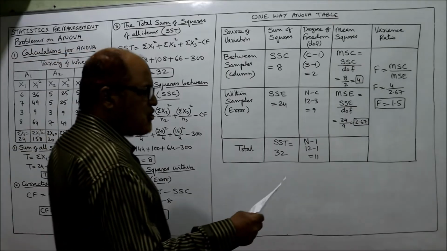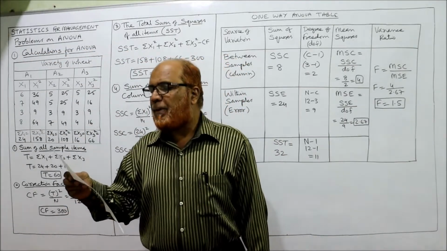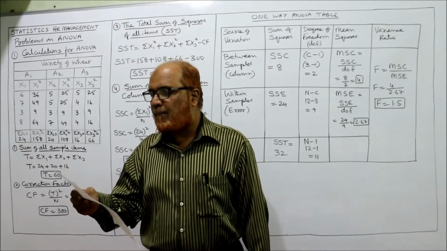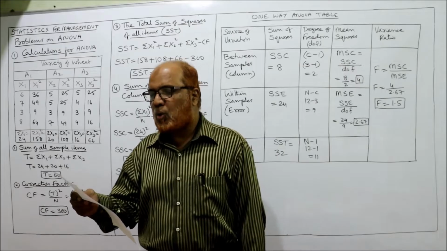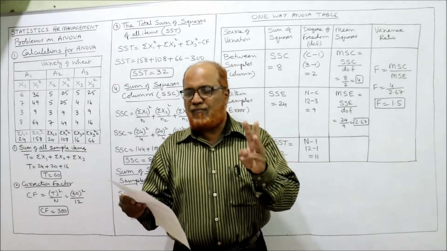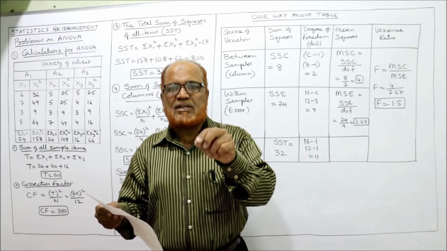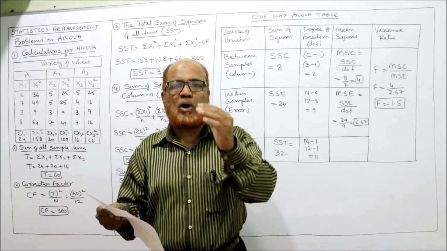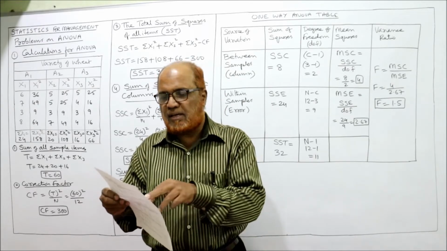This is the first problem on analysis of variance. See the problem carefully. Set up the ANOVA table for the following per hectare yield for three varieties of wheat grown on 4 plots. So there are three varieties of wheat, that is A1, A2, A3. Every variety of wheat is grown on 4 plots, plot 1, 2, 3, 4. And the per hectare yield in 100 kilograms is given.